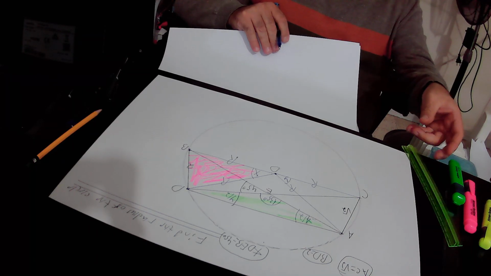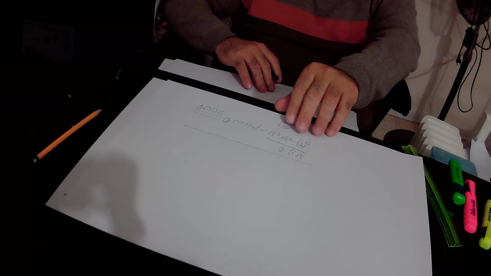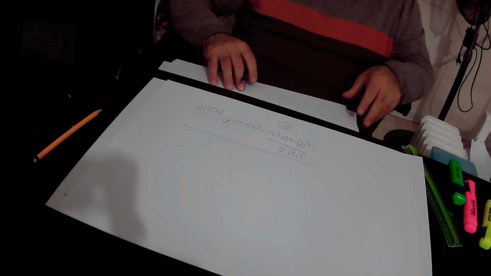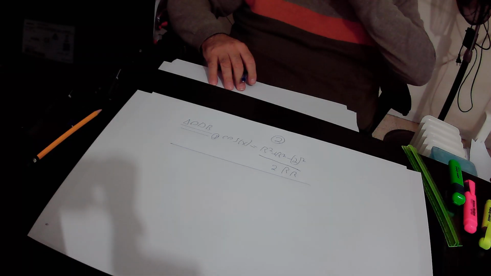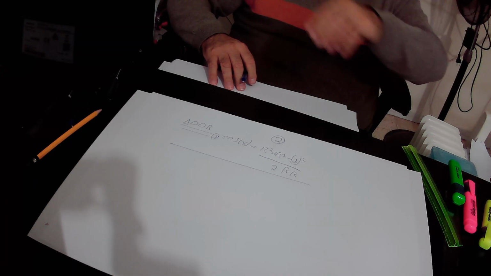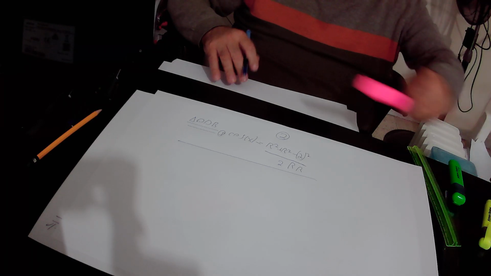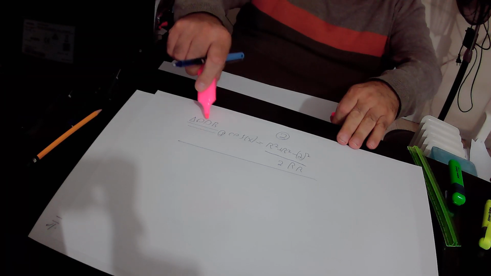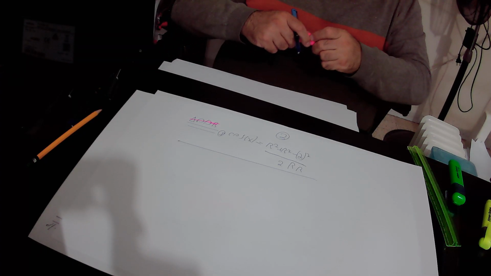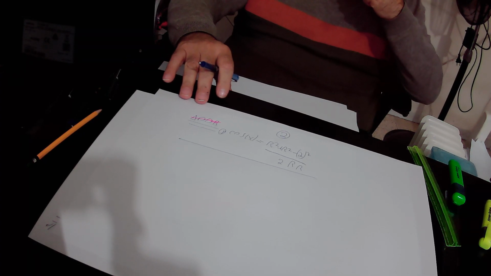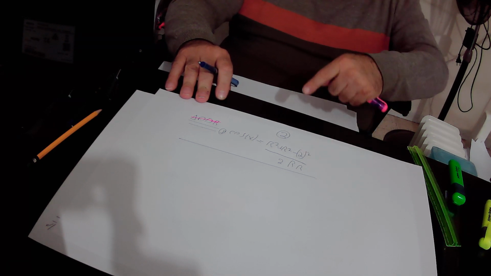So this equation number 1 is the implementation of the law of cosines on the pink triangle DOB. Cosine x equals r squared plus r squared minus 2 squared over 2 times r times r.